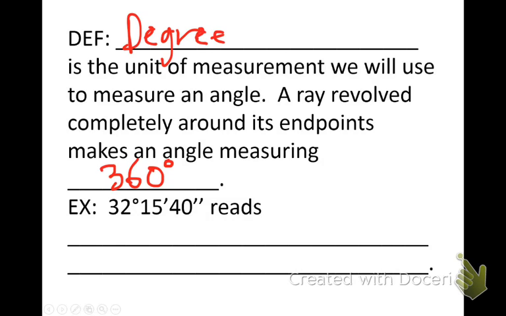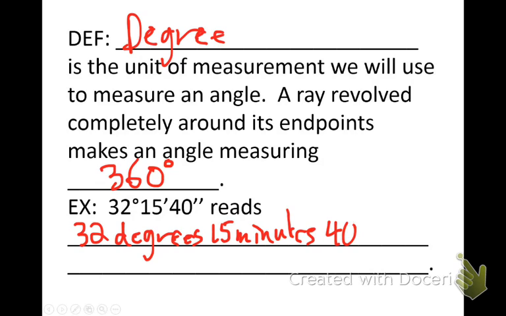So here we have, this would read 32 degrees. The little circle symbol is a symbol for degrees. And then you can break degrees down further into minutes and seconds. The number with one slash behind it is 15 minutes. And then we would say this is 40 and 40 seconds.